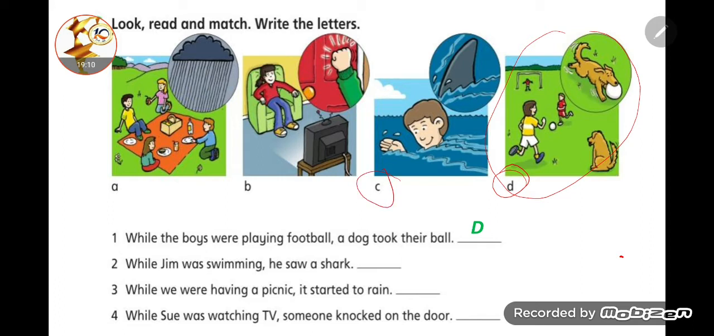It means while Jim was swimming, he saw a shark. C. While we were having a picnic, it started to rain. Which picture? Picture A. Okay. While Sue was watching TV, someone knocked on the door. That is P. Okay. This is for exercise 2.